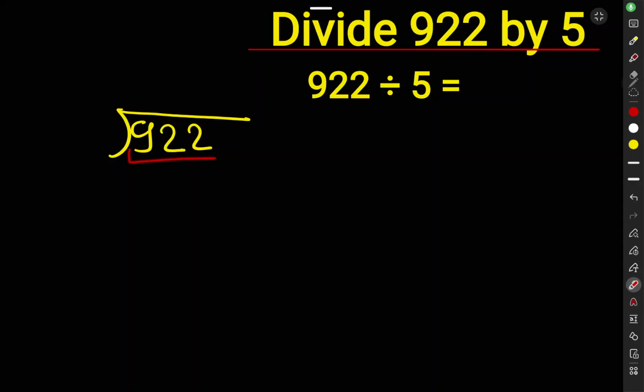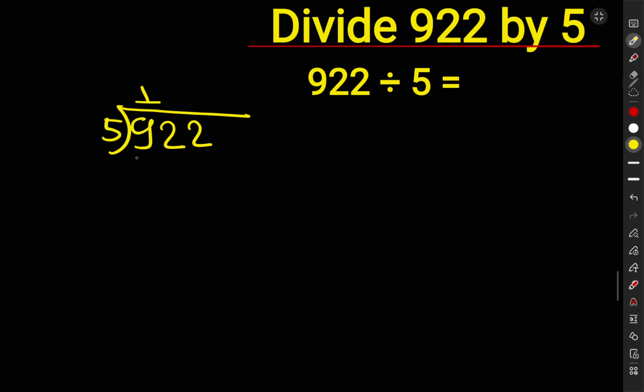Divide 922 by 5 in long division method. 5 times 1 is 5. On subtracting we get 4. So now we put down these 2 and it is 42.